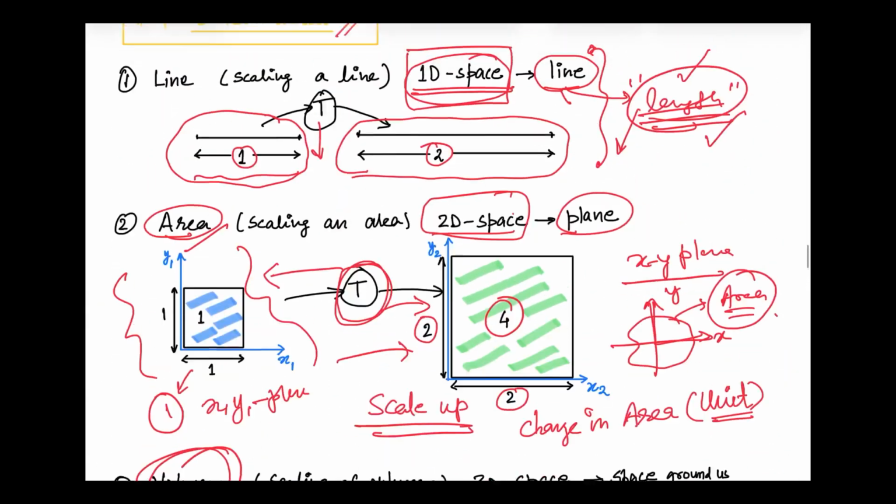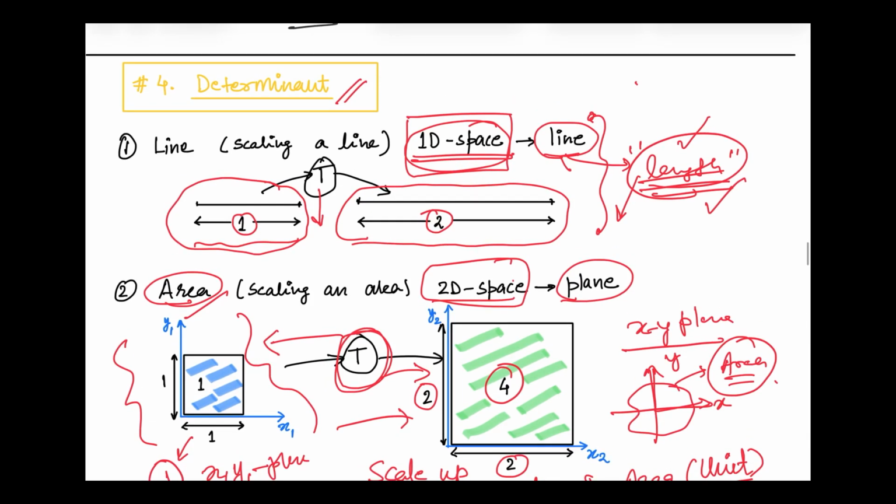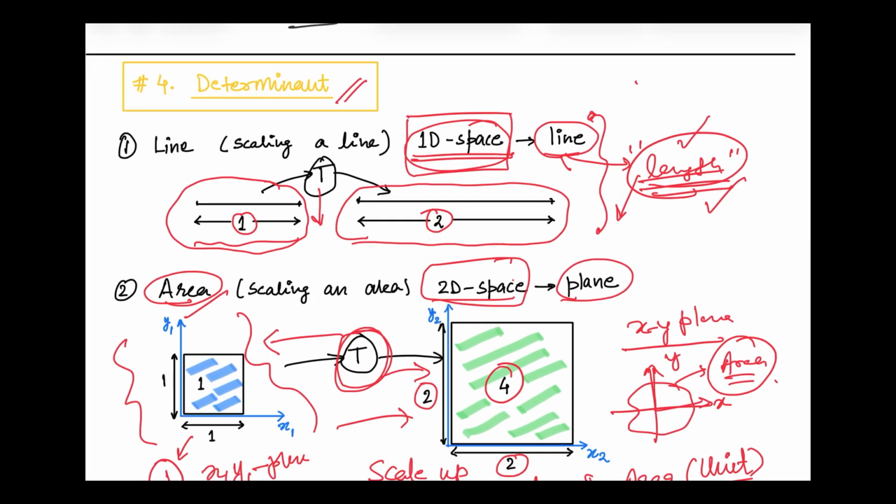So that's what it is. The determinant is transforming the space, scaling up the space, and the value of the determinant gives the value by which the space is scaled. So it can be 1 dimensional, 2 dimensional, or 3 dimensional space, or even we can go to further dimensions also.